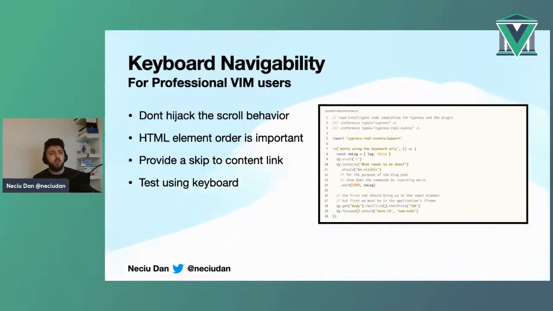So you can use a library called Cypress Real Events, and using it, you can simulate the entire flow by clicking or pressing tab or pressing space or pressing enter, using the keys and so forth.